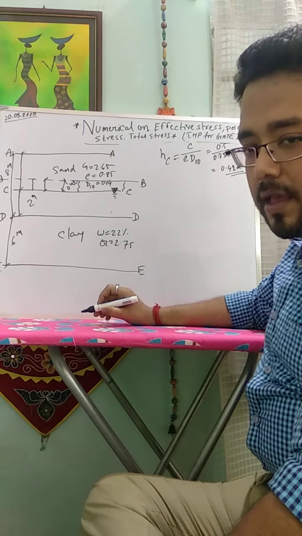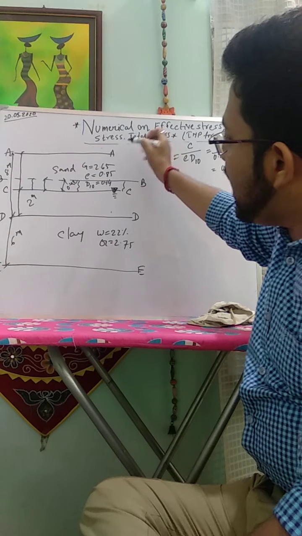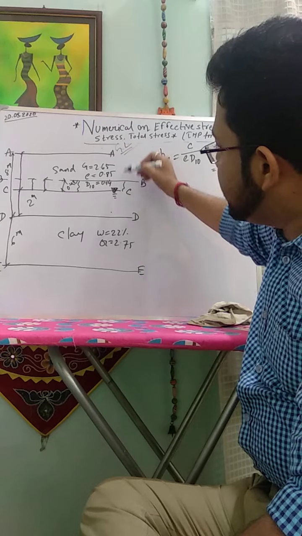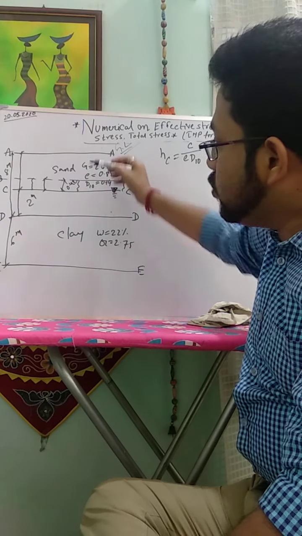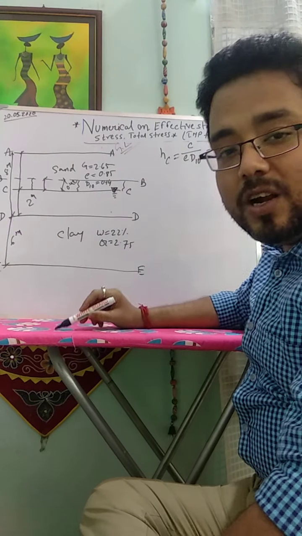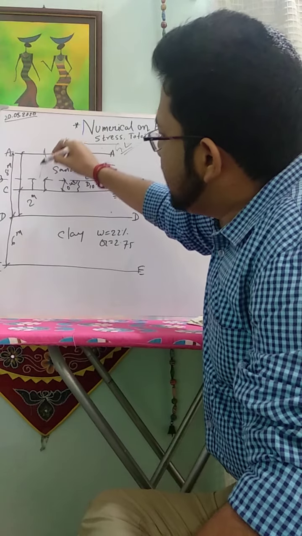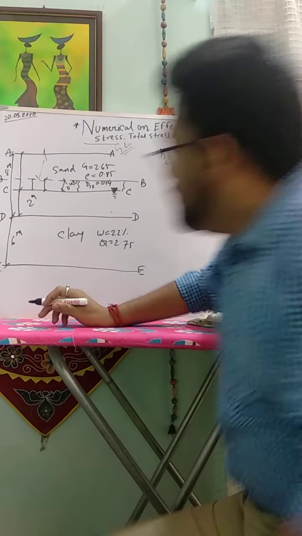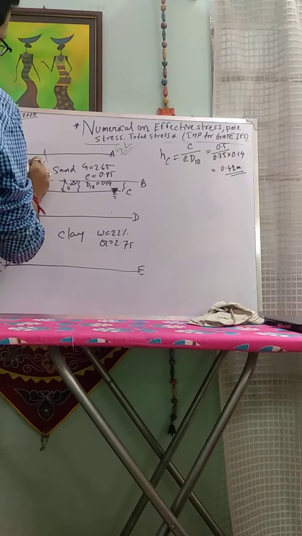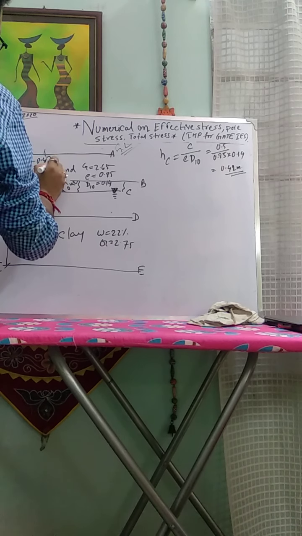So this distance is 0.42. In our numerical, the water table is 6 meter from the GL, the ground level, so this height is 6 meter, and the total thickness of the sand layer is 8 meter, so this layer is 2 meter. The height of the dry sand layer is 6 minus 0.42, that is 5.58 meter.